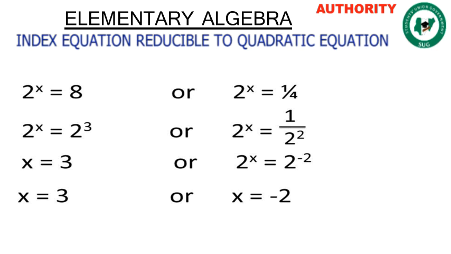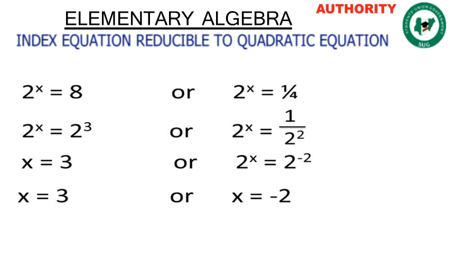Alright, now let's see. We'll have 2 raised to power x is equal to 8. Now let's make this 8 to have base 2. So we are going to have 2 raised to power 3, because when you say 2 raised to power 3, it will give you 2 times 2 times 2. That is in 3 places. It will give you exactly 8. Alright? So we are still on the same.